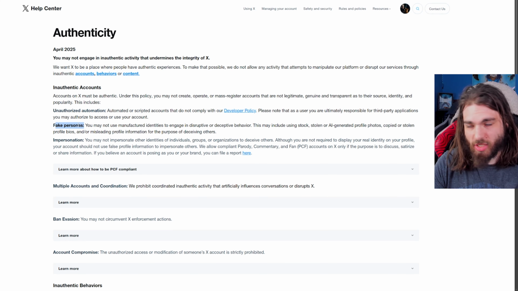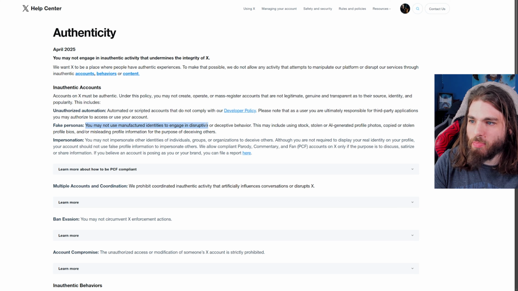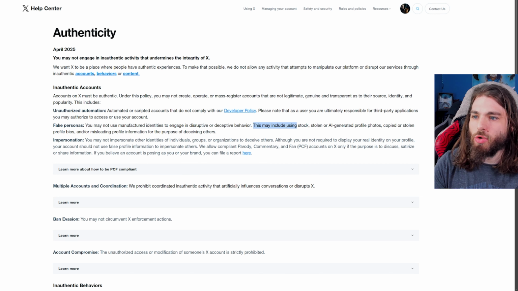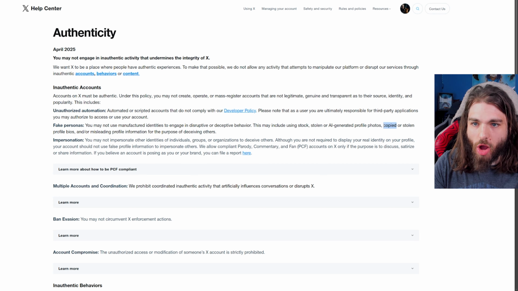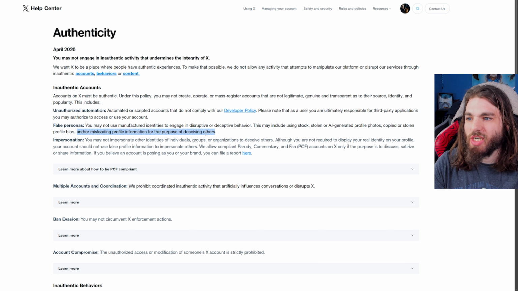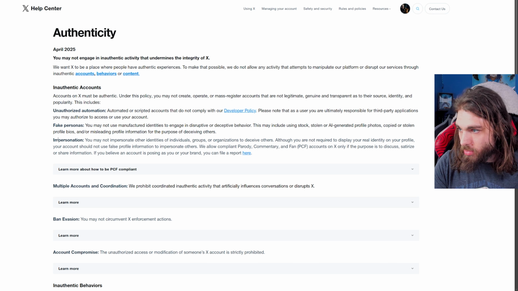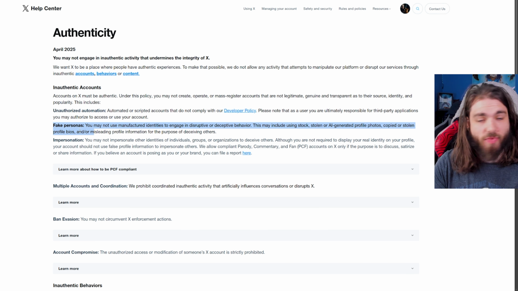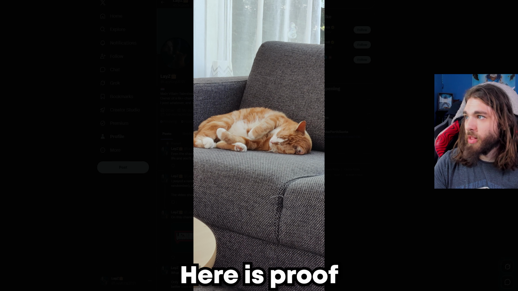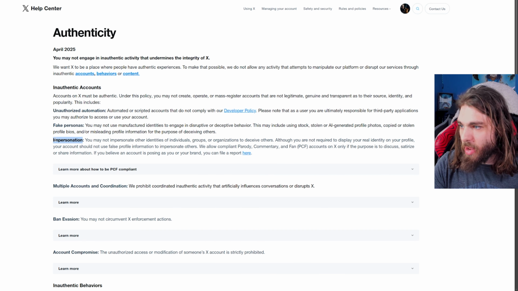Fake personas. You may not use manufactured identities to engage in disruptive or deceptive behavior unless you're a parody account. This may include using stock, stolen, or AI-generated profile photos, copied or stolen profile bios, and or misleading profile information for the purpose of deceiving others, right? So that's not me, right? Fake persona. I'm real. That's me. That's my face. That's my cat. Like, I'm real, right?